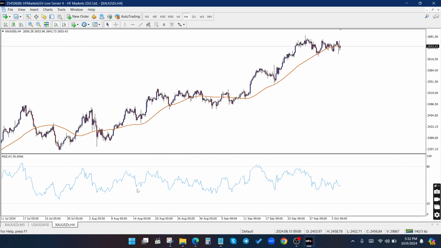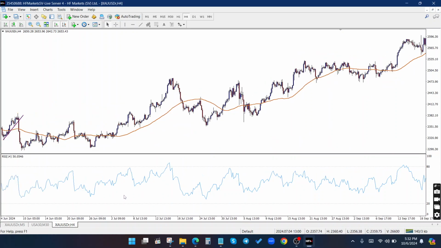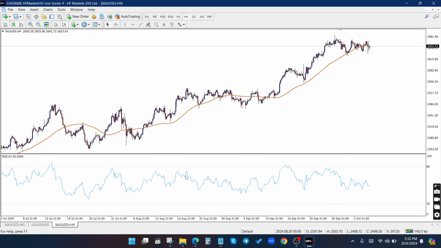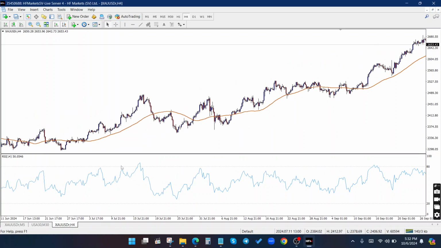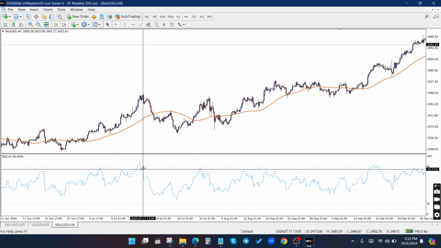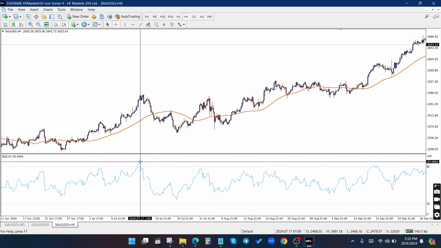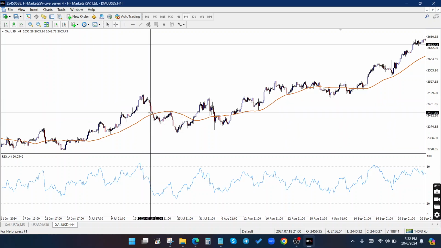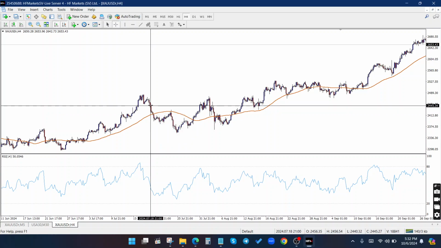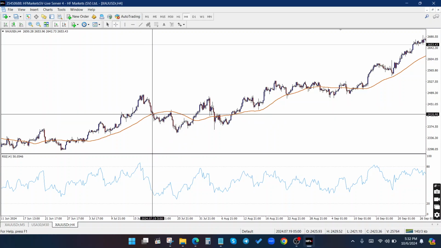Okay, so now when you get an indication from the RSI to sell, for example, you can use the moving average as extra confirmation. Now we can see that when the RSI gave an overbought signal, you might have considered selling at this point. But if you wanted to wait for extra confirmation, you might just wait for the price to dip below the moving average and then you sell.